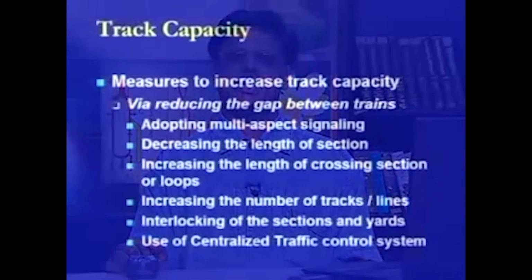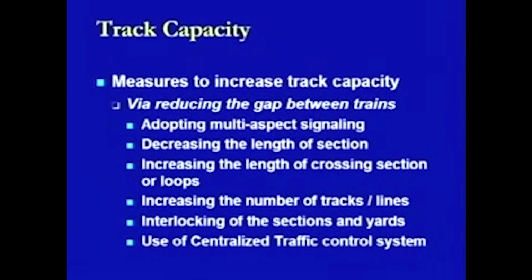Now we come to the other aspect, that is reducing the gap between the trains. What may be the different ways by which the gap between the trains can be reduced? One such system is the multi-aspect signaling system. In the case of the multi-aspect signaling system, we can provide a lesser distance between the moving trains on the same track. We will be discussing the multi-aspect signaling system when we take up the signaling systems or the safety control systems for the operation of trains on the tracks in some other lecture.